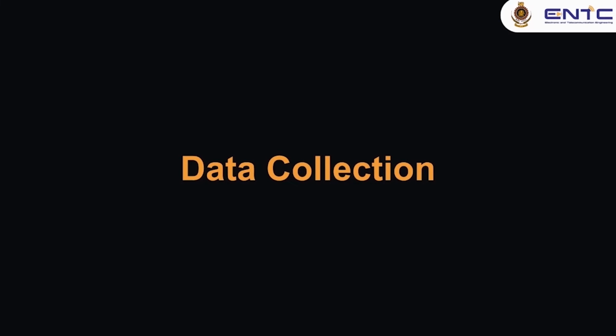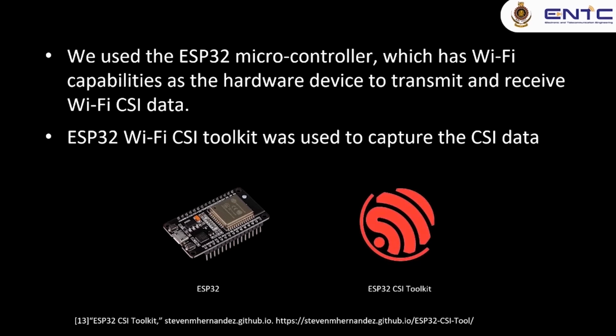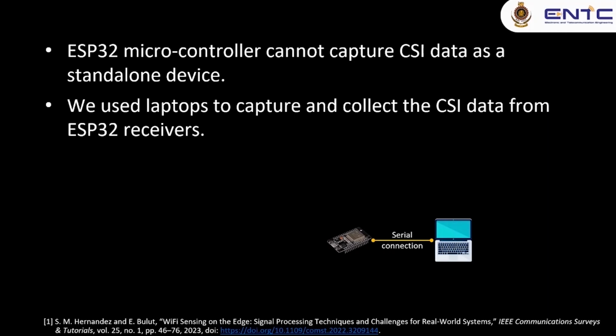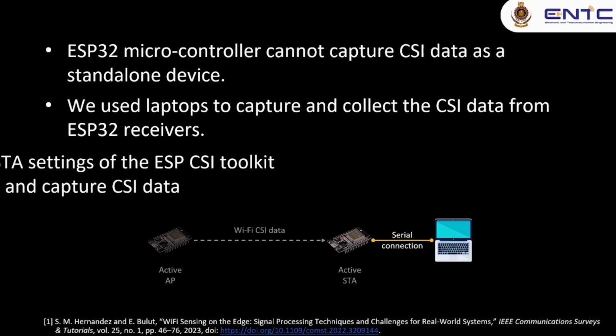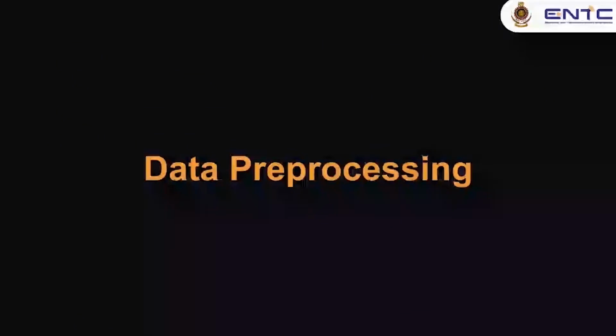In this project, we used low-power devices for our data collection purpose. Specifically, we use ESP32 microcontroller which has Wi-Fi capabilities to transmit and receive Wi-Fi CSI data. To transmit and capture these CSI data frames, we use the ESP32 Wi-Fi CSI toolkit. Since ESP32 microcontroller cannot capture CSI data as a standalone device, we used our laptops to capture and collect CSI data. In our scenario, we use active access point and active station configurations.